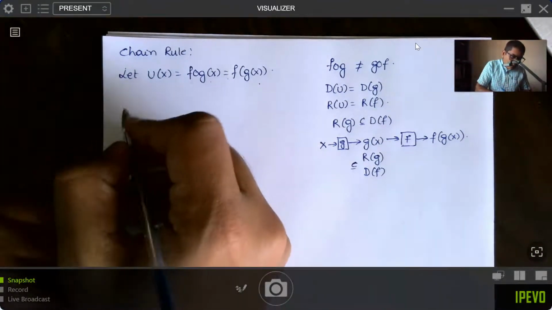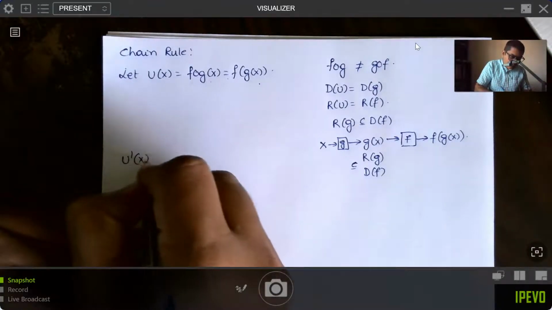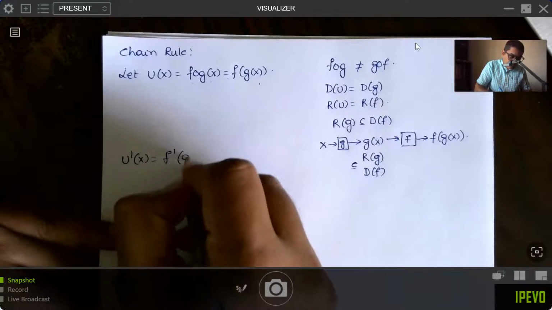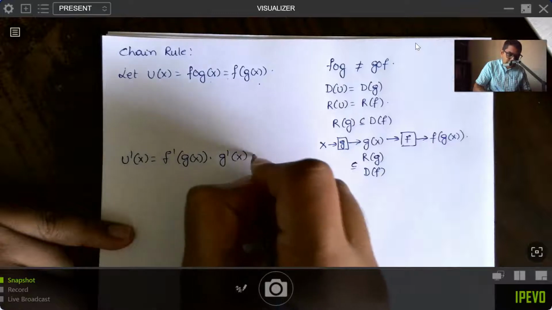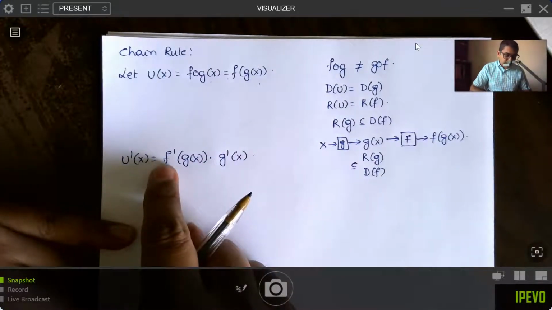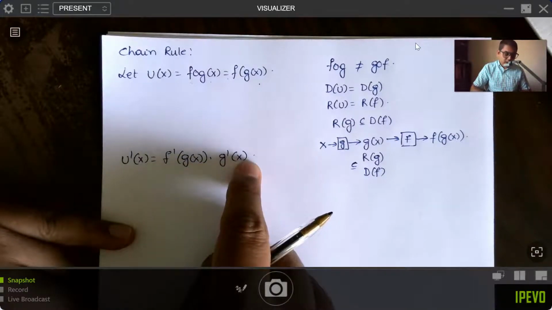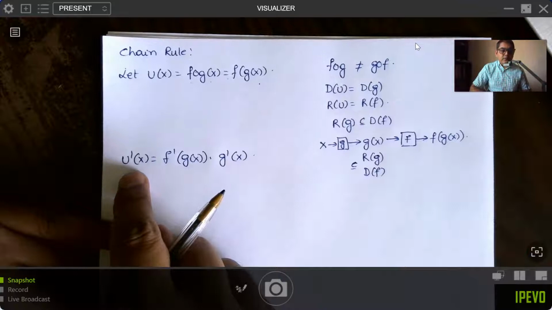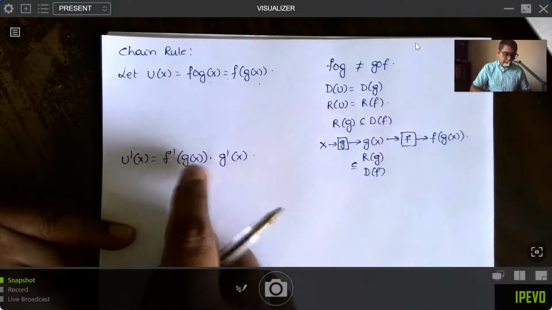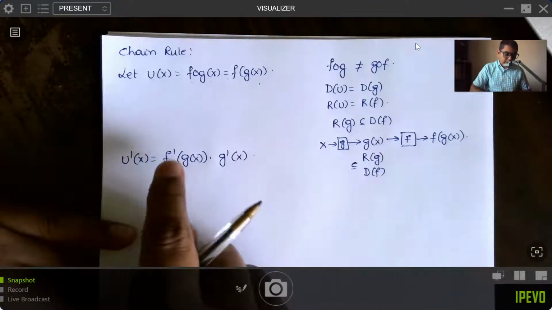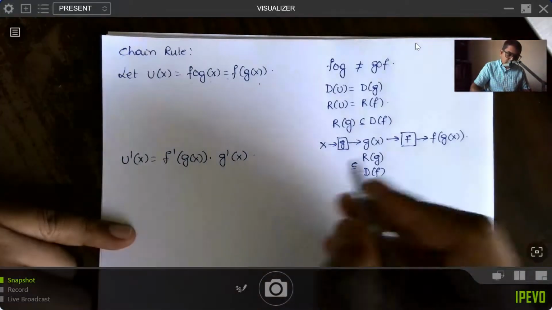Now, when you want to use the chain rule of differentiation, what do you get? u prime of x is nothing but f prime of g of x times g prime of x. So this is the derivative of the outside function evaluated at the inside function times the derivative of the inside function. I repeat again, the derivative of the function u is nothing but f prime of g of x times g prime of x. In other words, it's the derivative of the outside function evaluated at inside times the derivative of the inside function.